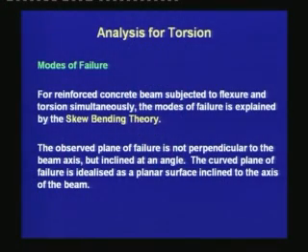For a reinforced concrete beam under combined flexure and torsion, the modes of failure is explained by the skew bending theory. The observed plane of failure is not perpendicular to the beam axis, but inclined at an angle. The curved plane of failure is idealized as a planar surface inclined to the axis of the beam. We have understood the complicacy of the analysis for a beam under pure torsion. If we are analyzing a beam under combined torsion and flexure, then the analysis is even more difficult.